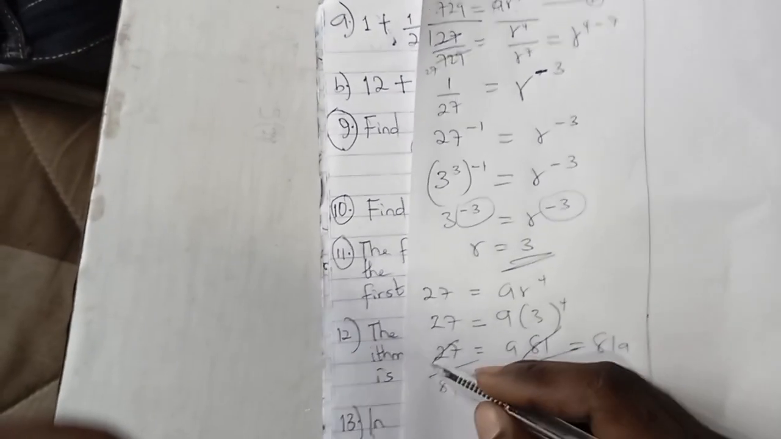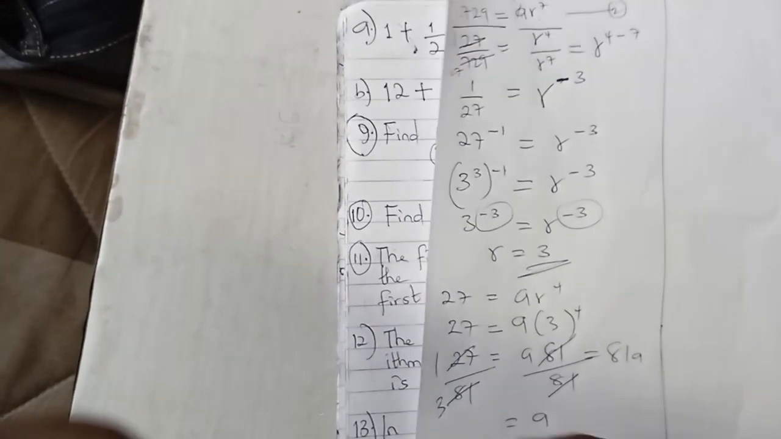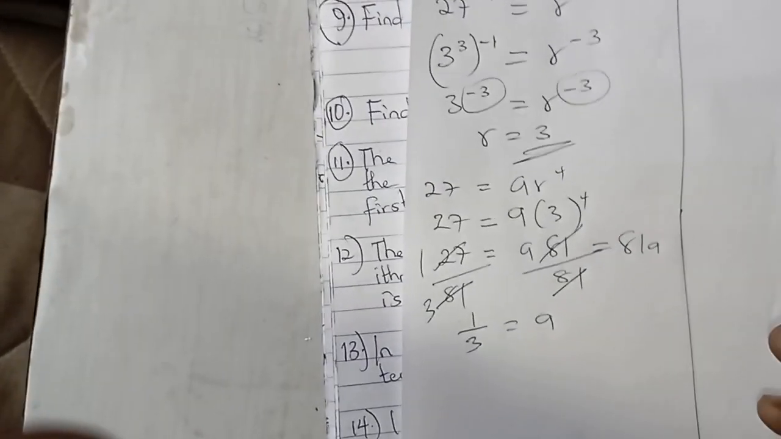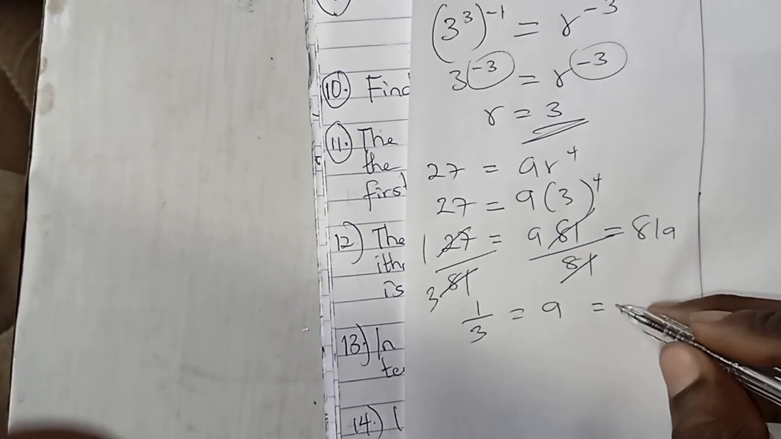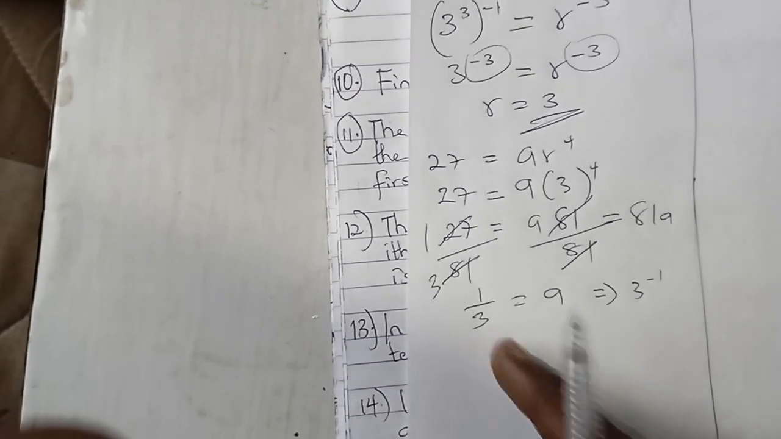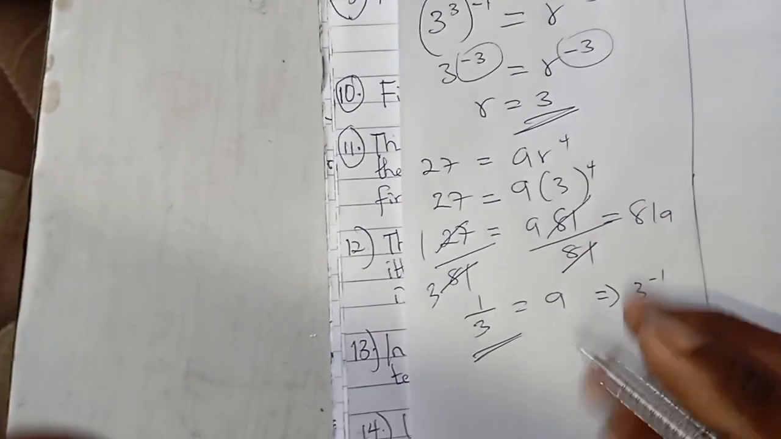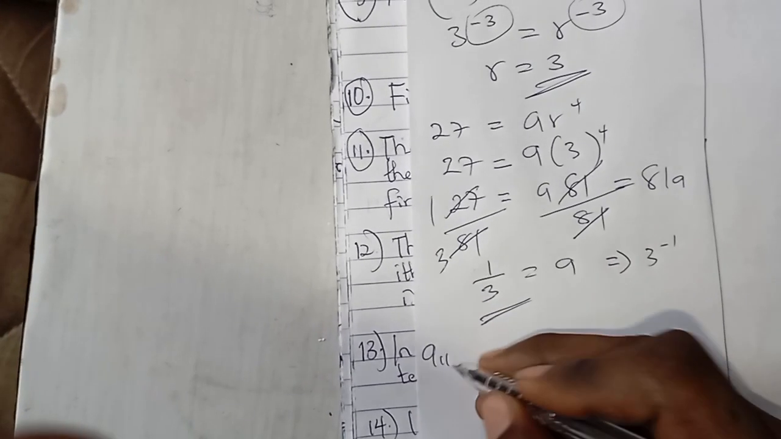Yes. So 27 here 1, 27 here 3. So this is the sentence: a is equal to 1 over 3. And you know that this is the same thing as saying 3 raised to the power minus 1. But let's leave it at this. So a is equal to 1 over 3. So if a is equal to 1 over 3, let's now find the 11th term.